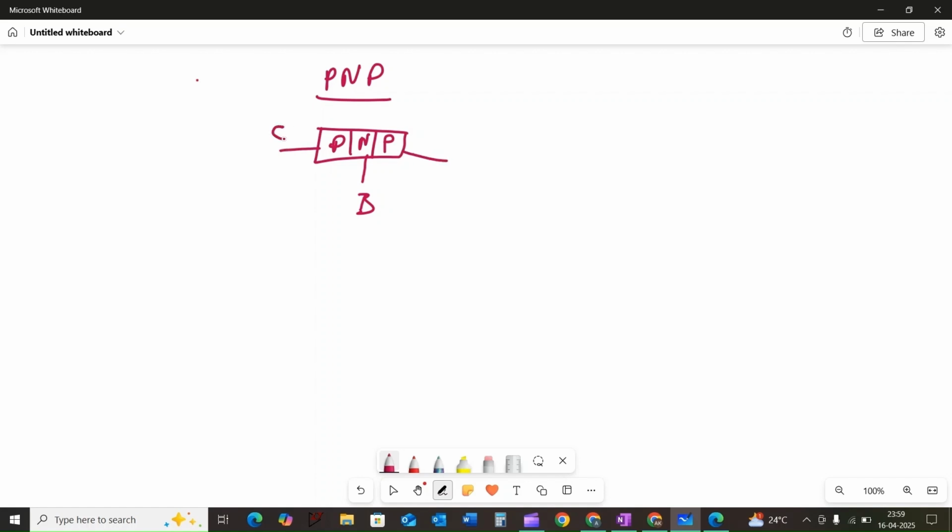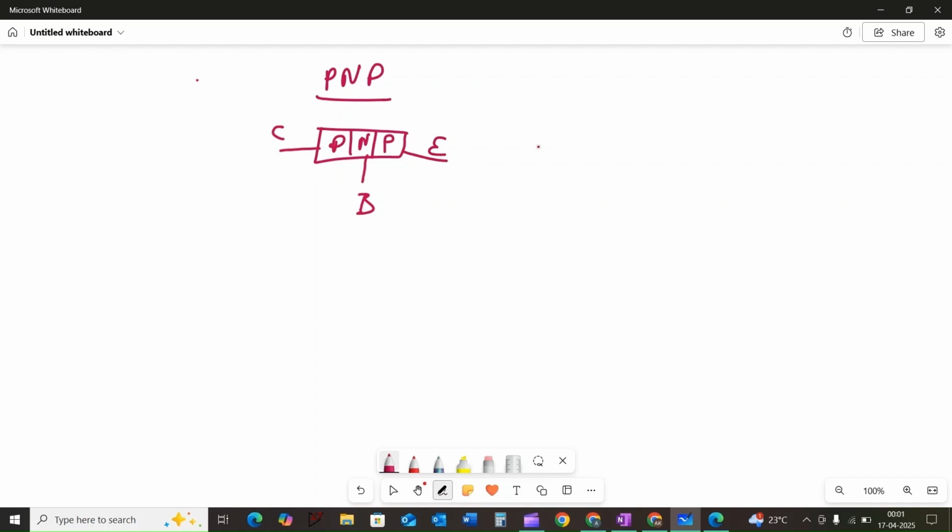Now let us discuss the PNP transistor, which operates with reversed polarity compared to the NPN transistor. Instead of NPN, it has PNP layers. In this PNP transistor, the base is made up of N type material, while the collector and the emitter are made up of P type material. The equivalent circuit symbol of the PNP transistor looks different.